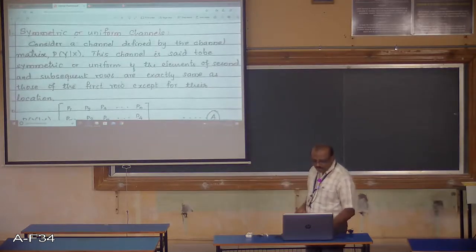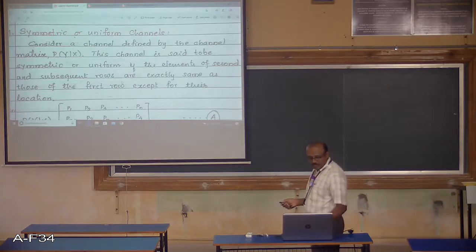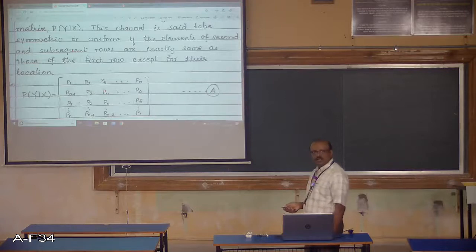Symmetric or uniform channel. If you have a channel matrix P of Y given X, this channel is said to be symmetric if the elements of the second and subsequent rows are the same as those of the first row, where their location can be anything. If the elements of the first row are P1, P2, P3, and so on up to Pn, the elements of all the subsequent rows should be the same as the elements of the first row, but their locations can be anywhere in that row.